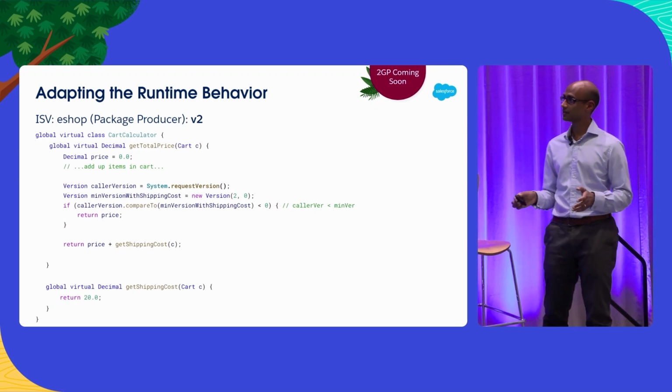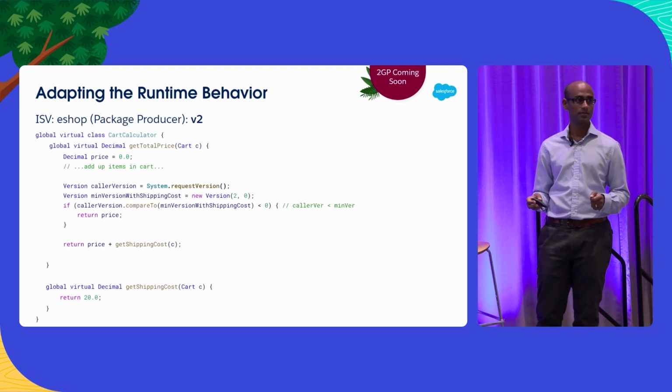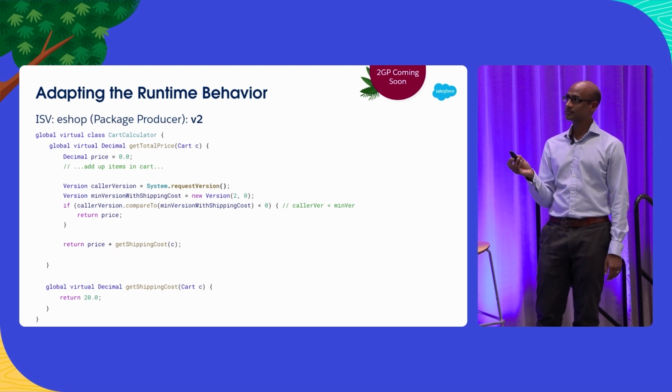I think this is key, right? Because not everybody's a package creator or an ISV, but everybody just about consumes a package somewhere along the line. So you need to be aware of what version you're depending on of that package to make sure you're expressing that correctly and updating them as required.